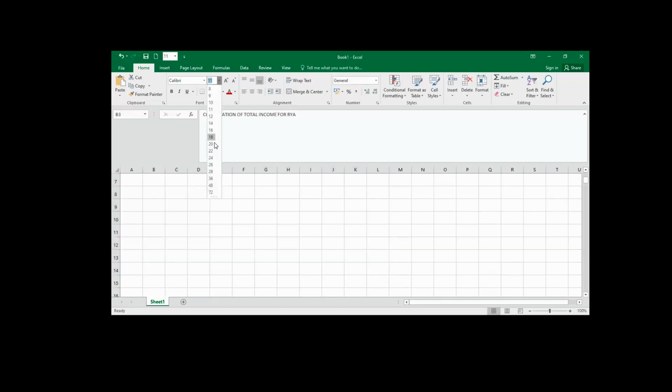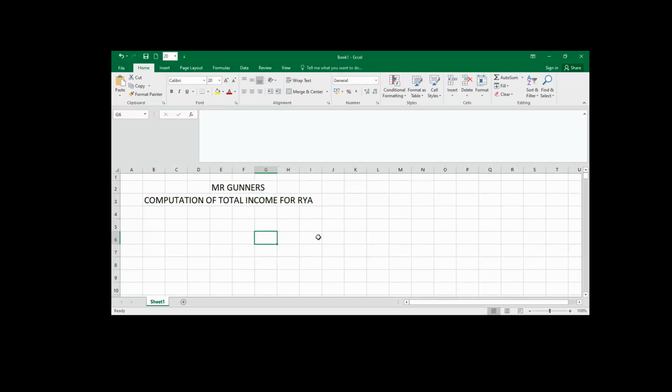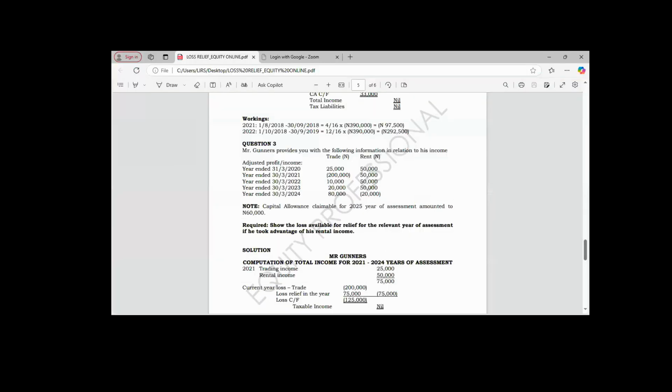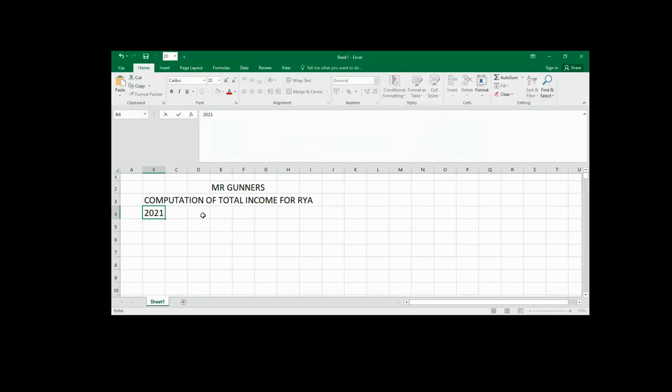Computation of total income for relevant year of assessment. So tax, as I told us, will be paid on what? On preceding year basis. So the income for the year ended 31/3/2020, the tax will be payable in 2021. So the first tax year we are going to have will be 2021 year of assessment.